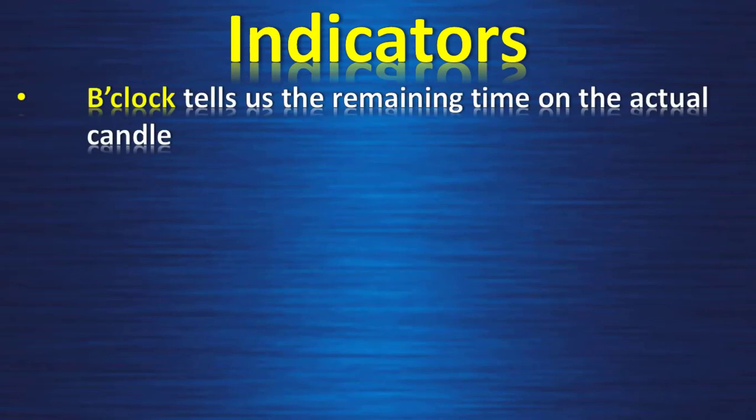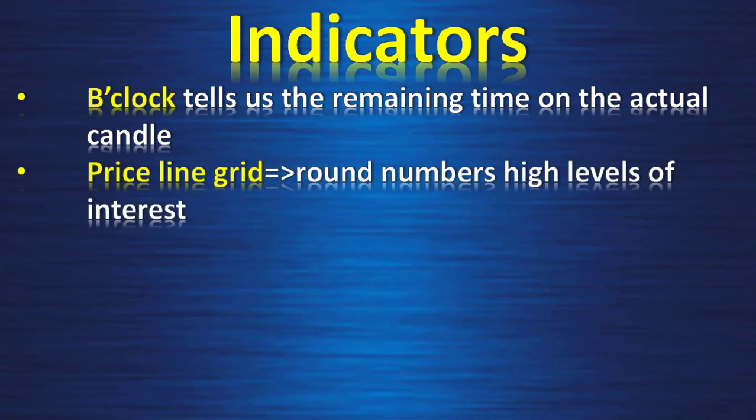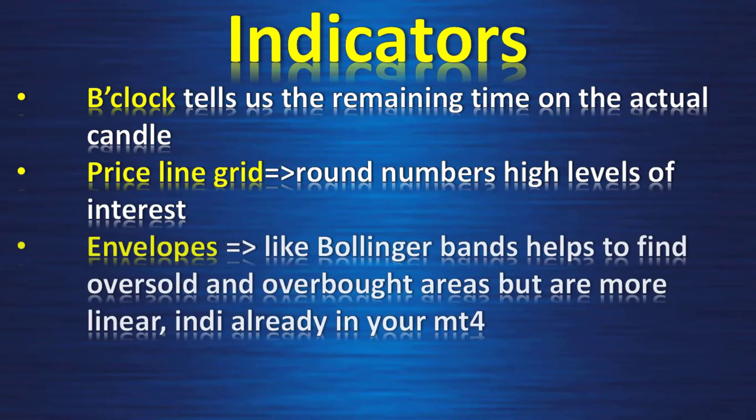Indicators. The first indicator is Big Clock. It tells us the remaining time on the actual candle. Second is a price line grid. It's simply a round numbers, high level of interest indicator. The third is the envelopes, like Bollinger Bands, which help to find oversold and overbought areas, but are more linear, and this indicator is already in your MetaTrader 4.